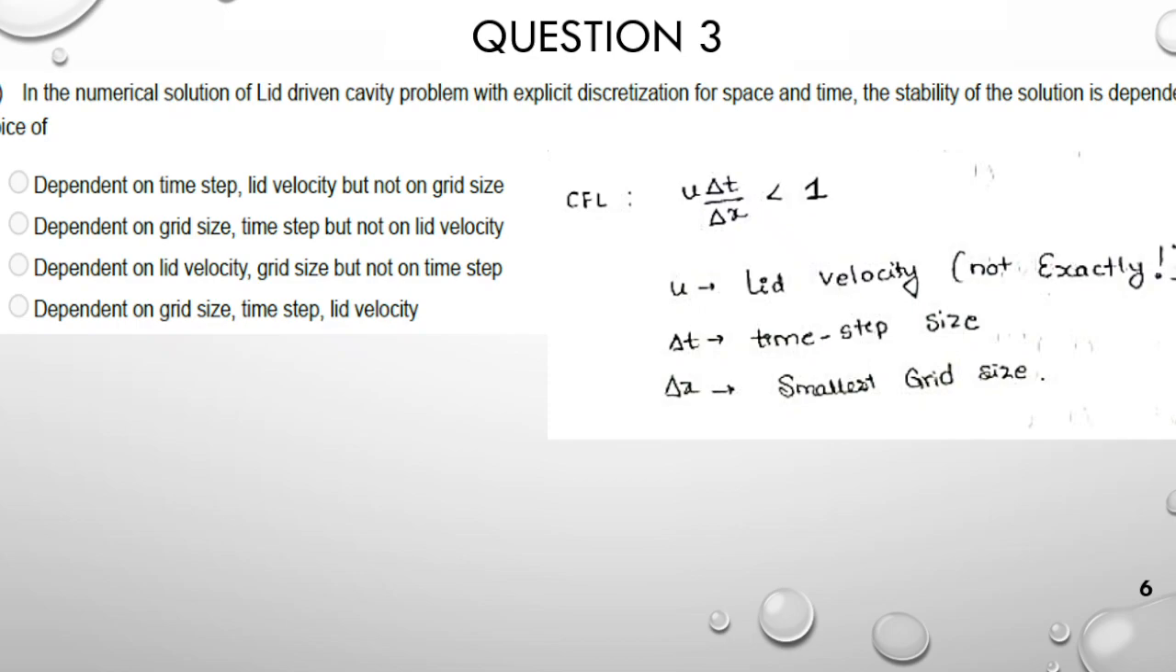We can debate it, but the thing is that delta t is the time step size, very obvious, and delta x is the smallest grid size, and u is exactly not the lid velocity, but a characteristic velocity, and that characteristic velocity is determined by the lid velocity. So lid velocity also does play a part in determining the stability of the solution.